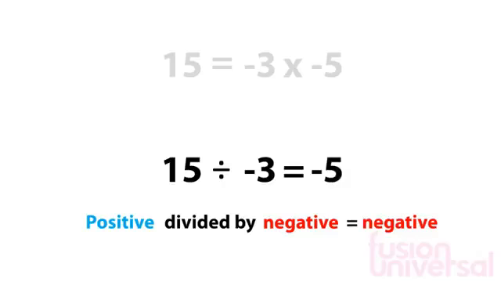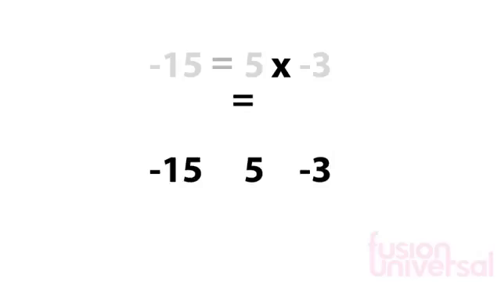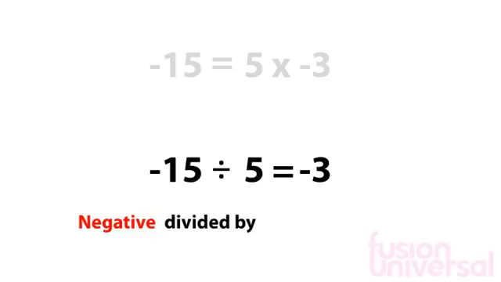If we look at this multiplication, we can convert this into a division. Here, negative 15 divided by positive 5 gives negative 3. A negative number divided by a positive number gives a negative result.